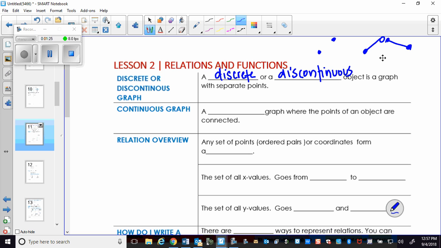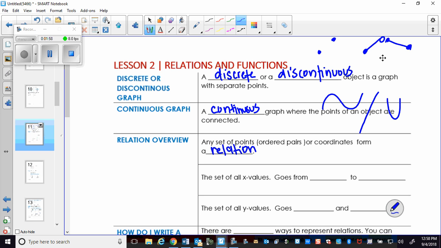Now, continuous graphs can be curves, lines, or parabolas, but continuous graphs continue. They're connected. That is the distinction between discontinuous and continuous. Now, just an overview of relations. Any set of ordered pairs of coordinates forms a relation.